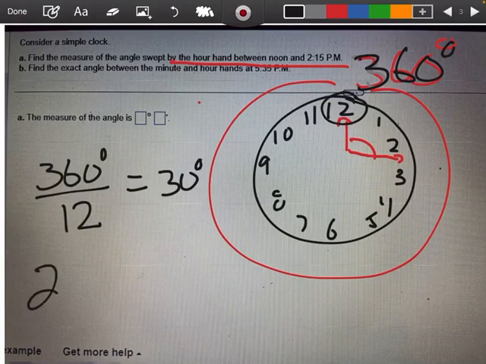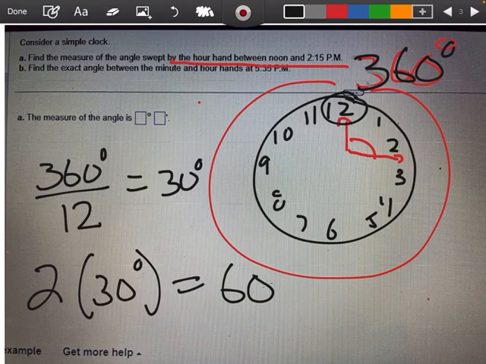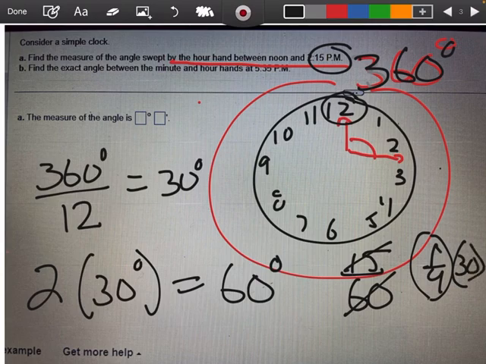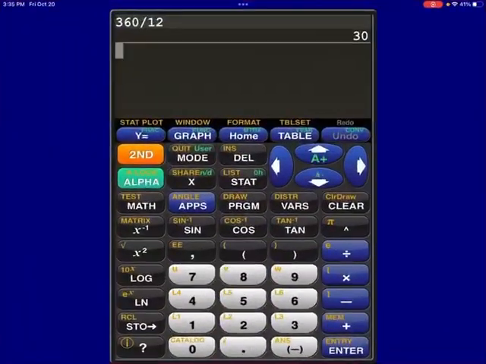So y'all, I'm going to do it like this. I'm going to say, look, if I have 2 hours, that's 2 hours times 30 degrees. That's going to be 60 degrees. But I also have another 15 minutes. So y'all, 15 minutes of an hour is 15 out of 60, right? So if I reduce that, y'all, that's going to be 1/4. So I'm also going to take 1/4 of an hour times 30.